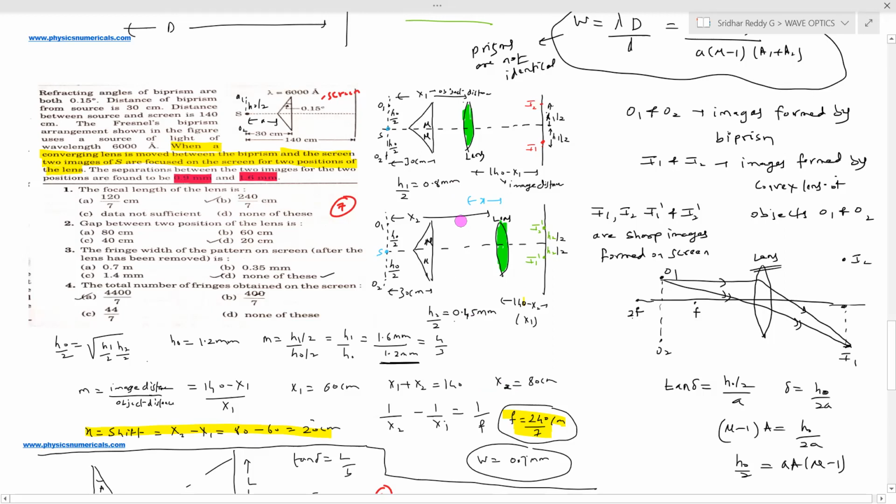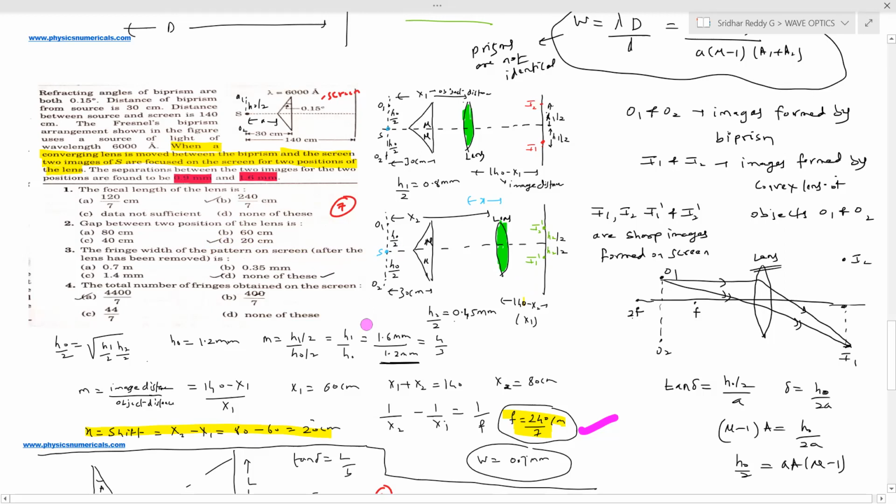Okay, no. If you know x2 minus x1, that is what the shift is asking: the gap between two positions of the lens where the sharp images are formed. That x is what is asked. Then the focal length of the lens is asked. Any formula for that? I think directly you can use this formula: 1 by x2 minus 1 by x1 equal to 1 by f. This will be the object distance, image distance x2. This will be the object distance. So use the lens equation, calculate the focal length.